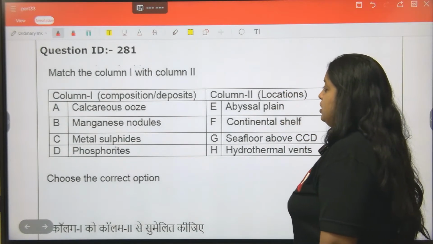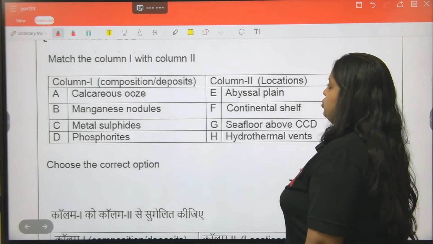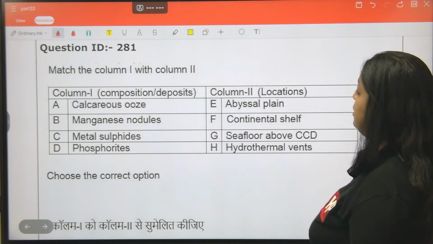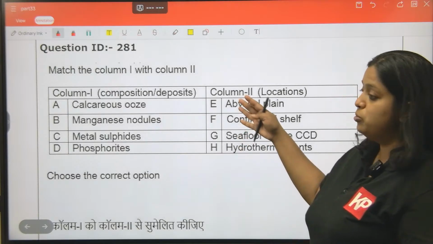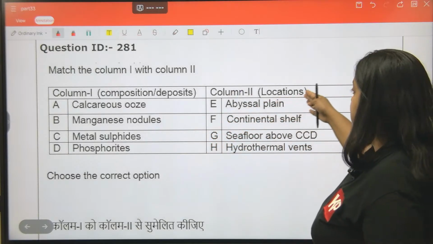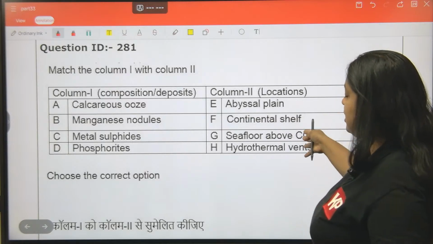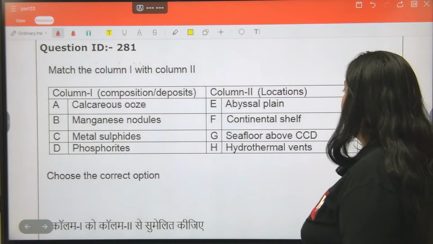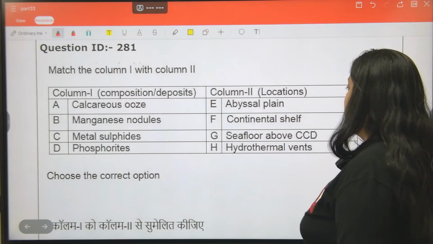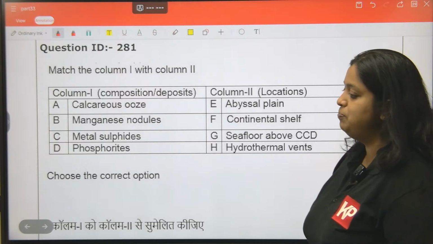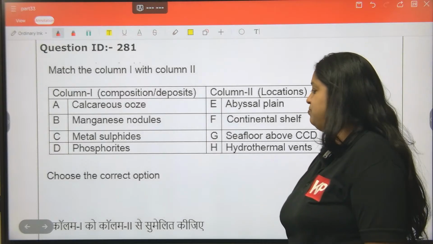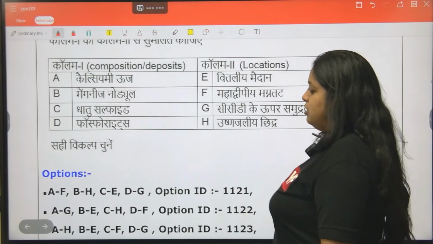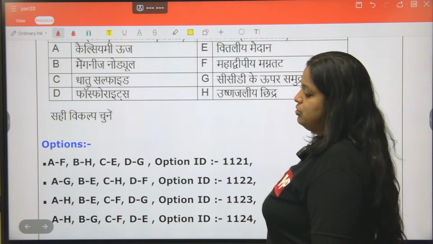Match column 1 with column 2. The calcareous ooze, manganese nodules, metal sulfides, phosphorites are the compositions or deposits. Locations are mentioned in the second column: abyssal plain, continental shelf, seafloor above calcium compensation depth, hydrothermal vents. These are the options. So it's an easy match the following question.